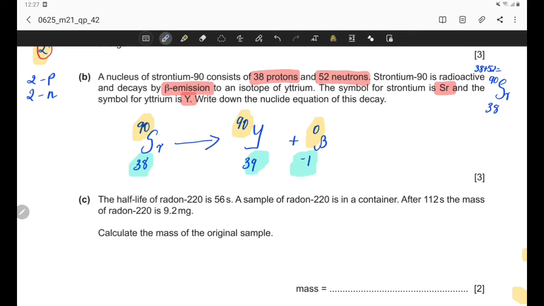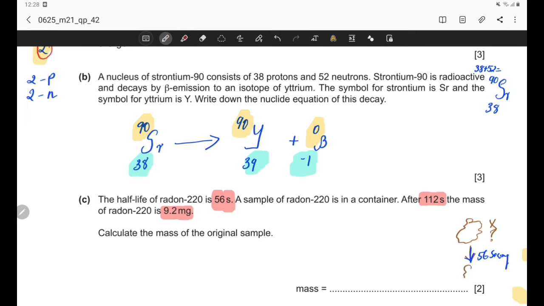Part C. The half-life of radon 220 is 56 seconds. A sample of radon 220 is in a container. After 112 seconds, the mass of radon is 9.2 milligrams. Calculate the mass of the original sample. Initially we have a sample of radon and its mass we have no idea, so let it be X. But after 56 seconds, that is its half-life, its mass will become half of this value.